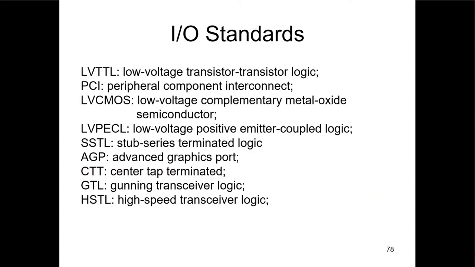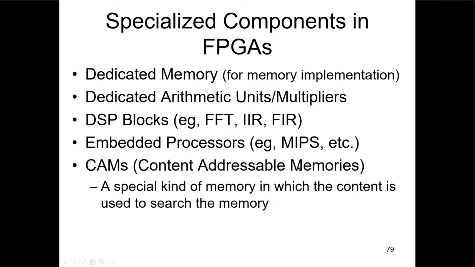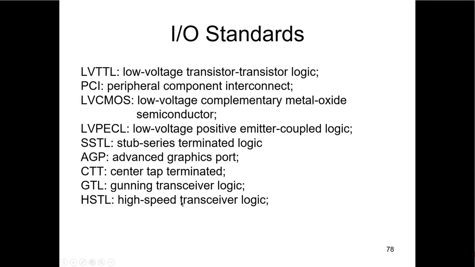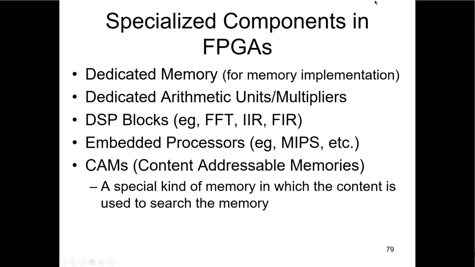So here are the various voltage levels that are typically available. Low voltage TTL, peripheral component interconnect, low voltage CMOS, low voltage positive emitter coupled, stub series terminated logic, and other stuff. So you can read through these, including these high speed transceivers. And I think our chip has a whole bunch of selections that you can choose from. So every I/O block's got these various capabilities.